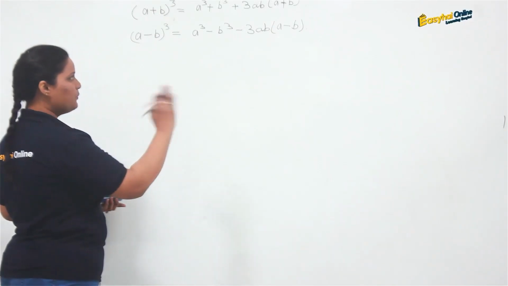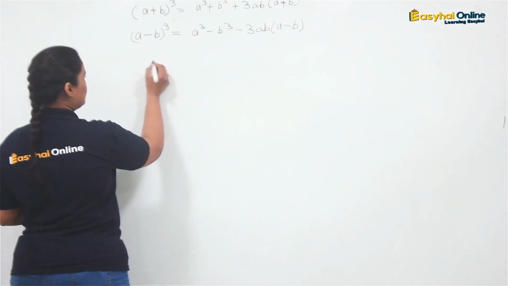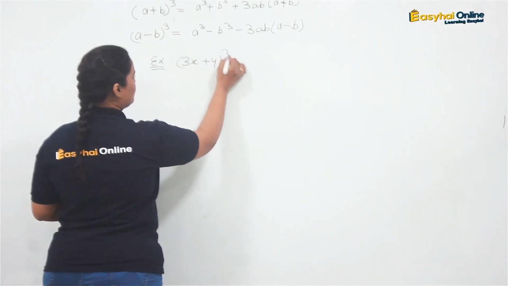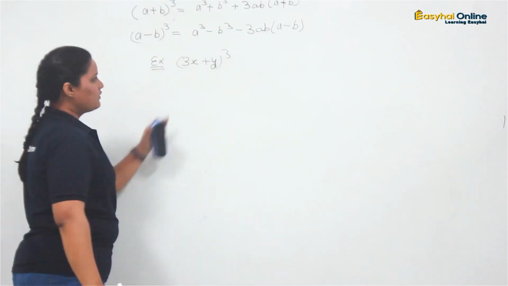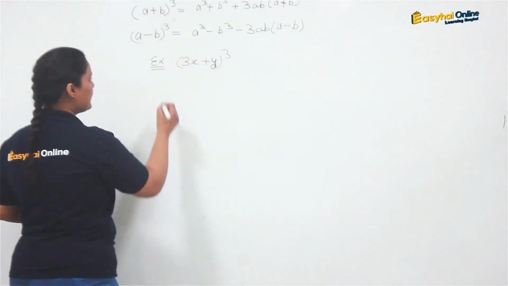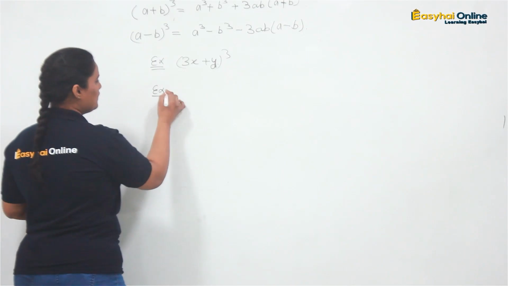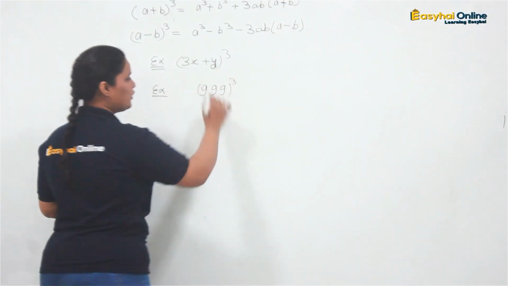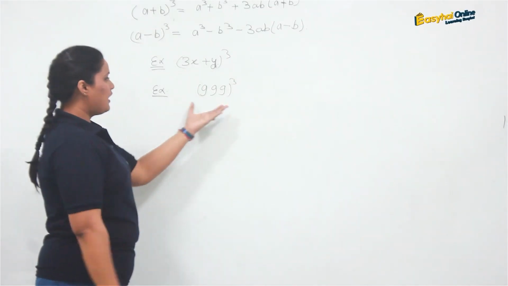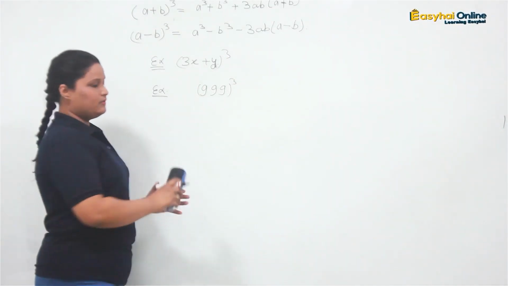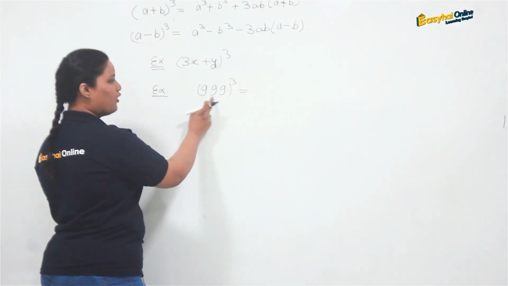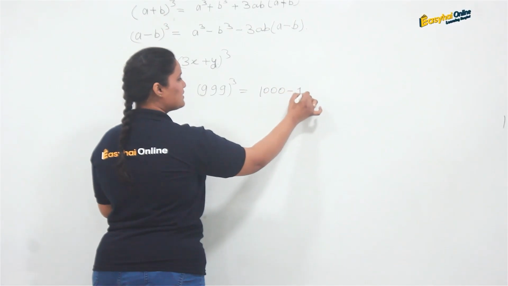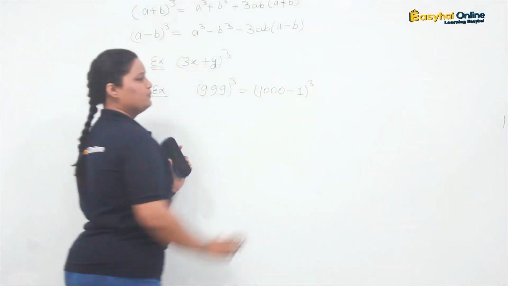One example is simple: apply the formula, like (3x plus y) whole cube. The second type of example can be 999 whole cube. Without actual calculation, you can find the cube of 999 by writing it like (1000 minus 1) whole cube, right?